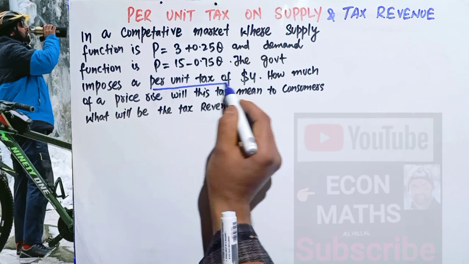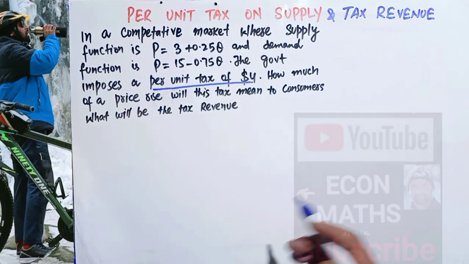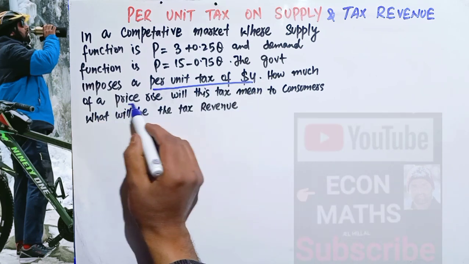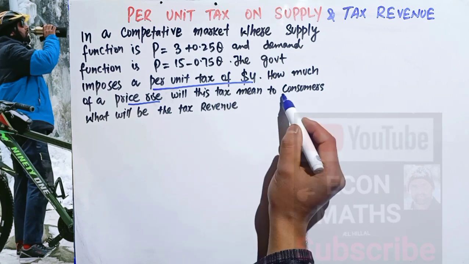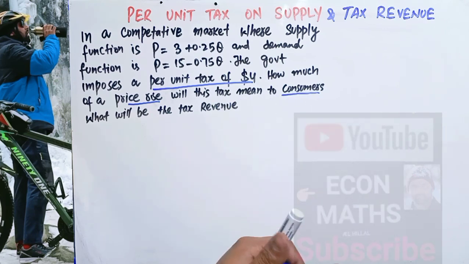Okay, so we have per unit tax of $4. How much of a price rise will this mean to the consumers? We want to find out the additional price that the consumers have to pay and what will be the total tax revenue for the government.